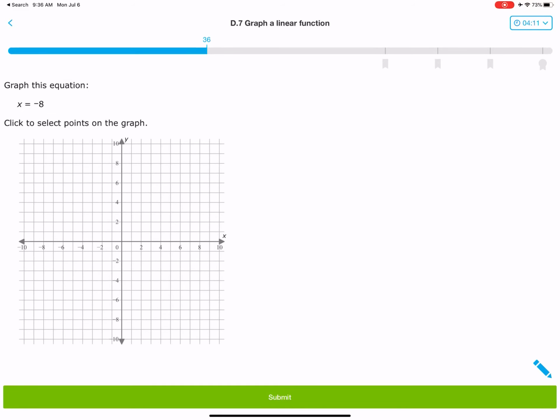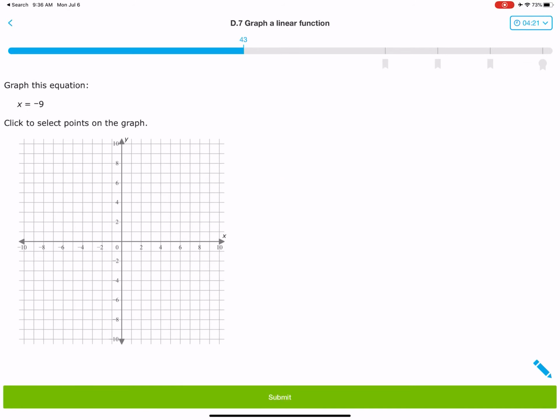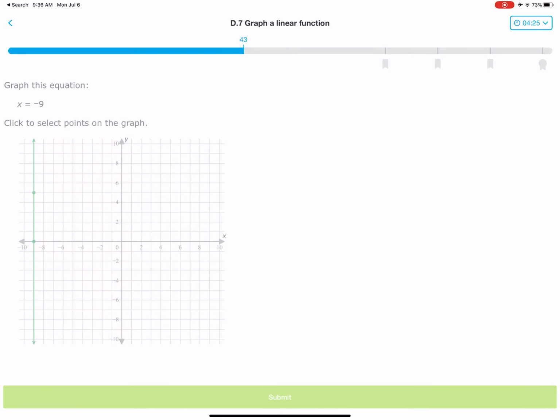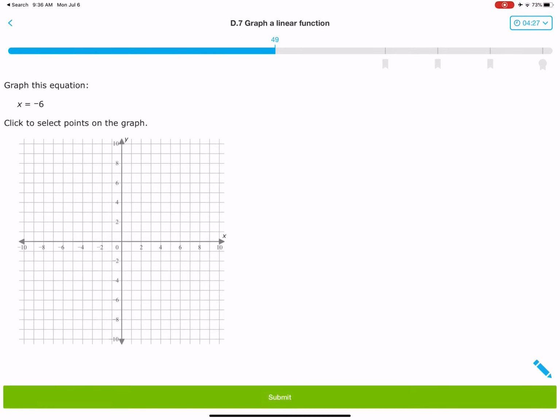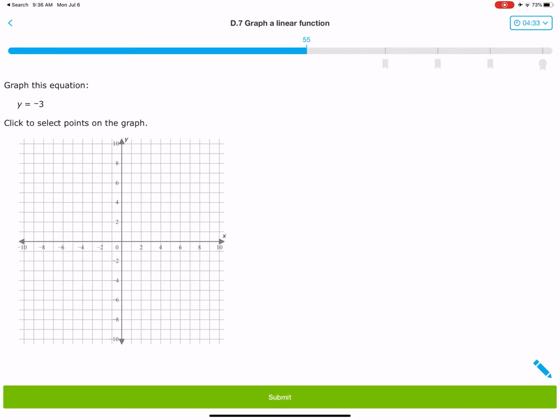x equals -8 is just the opposite. We're going to go to -8, and we're going to make a vertical line. Go to -9, make a vertical line. Okay? Same kind of deal.